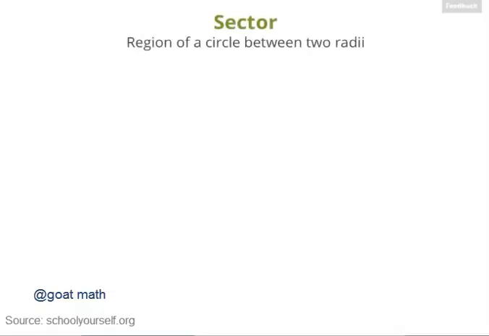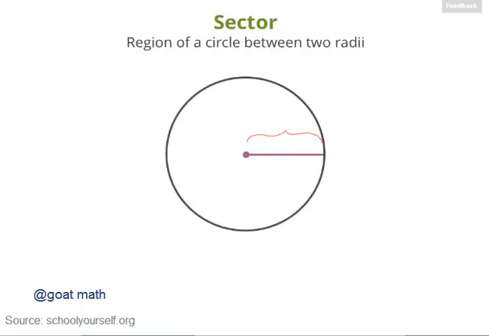A sector is a region of a circle between two radii. So here's a circle, and we've drawn its radius. If we draw any two radii and shade in the region between them, this shaded region is a sector.